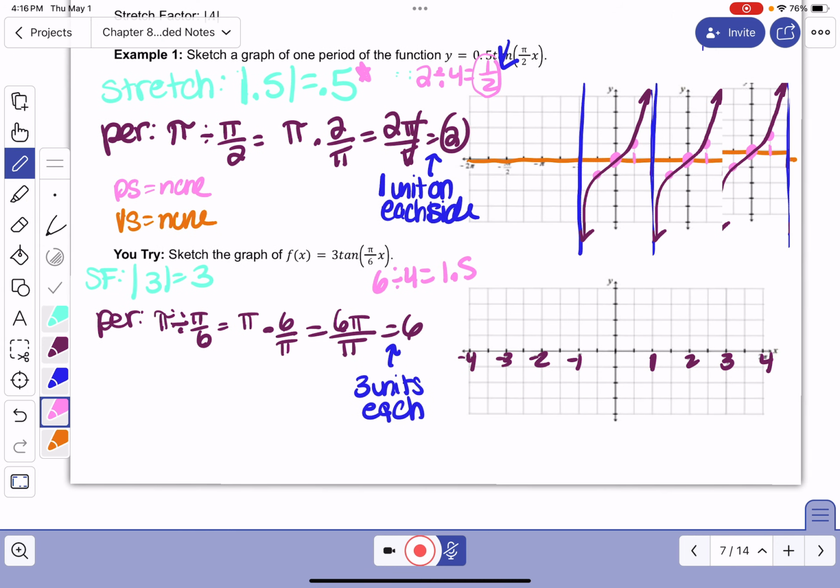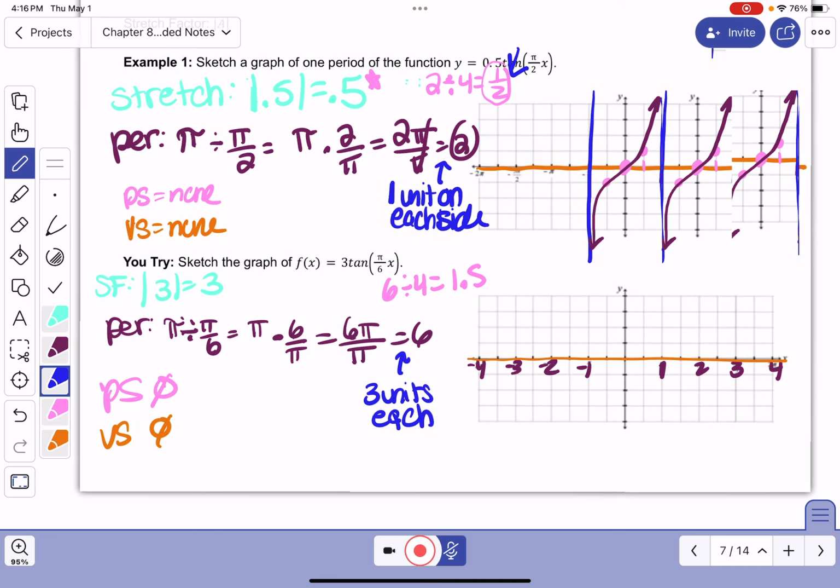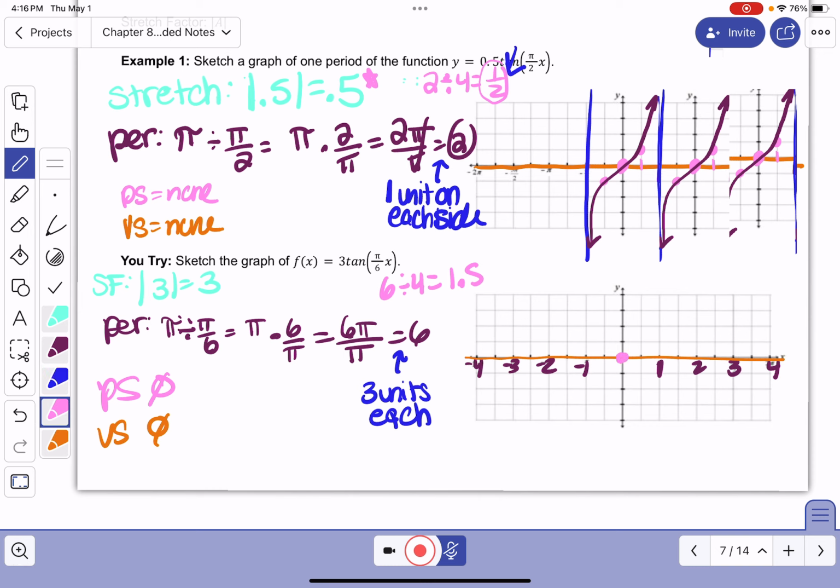So there's no phase shift. There's no vertical shift, so we're still at 0, and our middle is still at the origin. Now we need to go 3 units on each side.